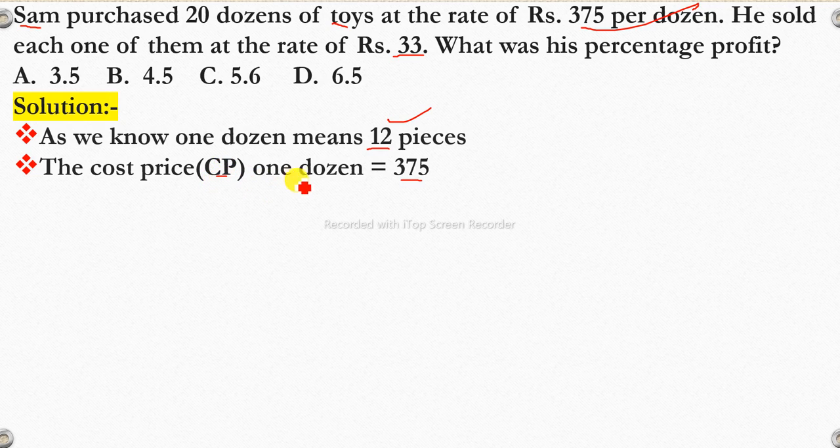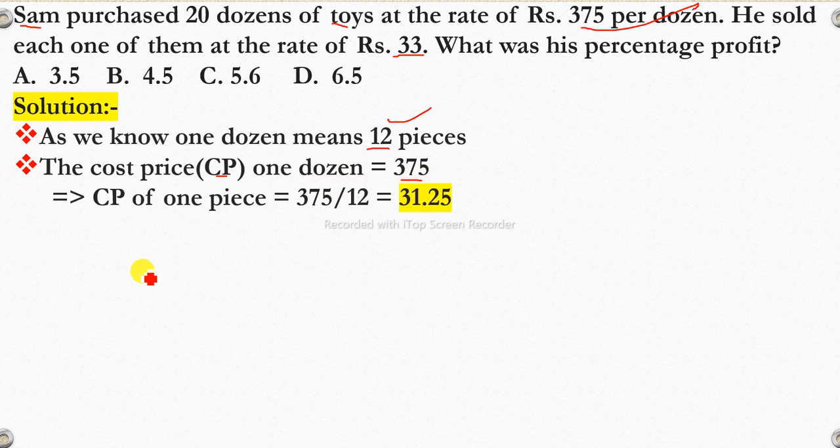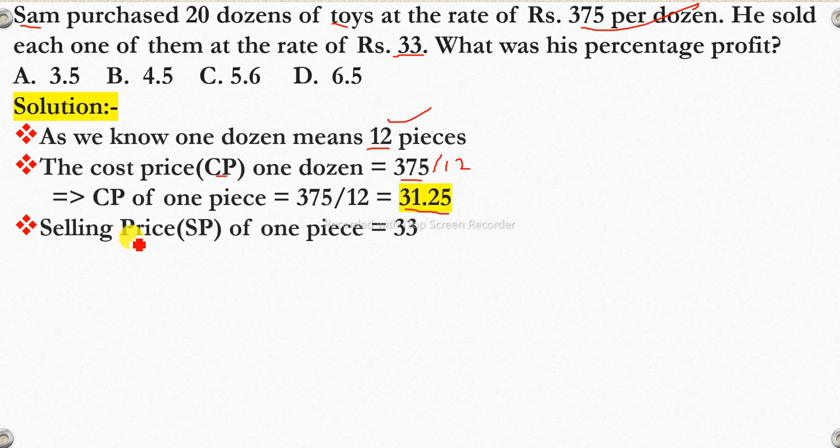We are given that the cost price of 1 dozen is 375 rupees. The cost price of 1 piece, since as we said before 1 dozen has 12 pieces, we can find by dividing 375 by 12. This is the price of 1 piece of toy. The selling price of 1 piece is 33.